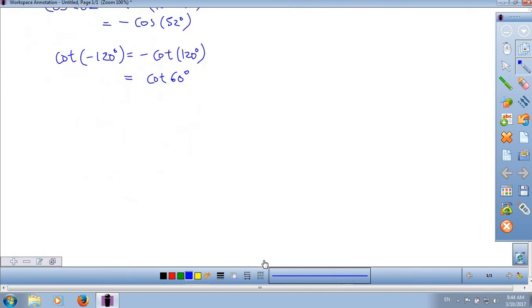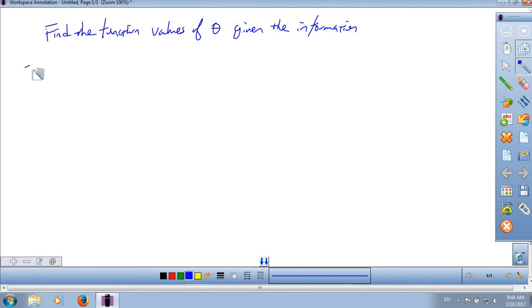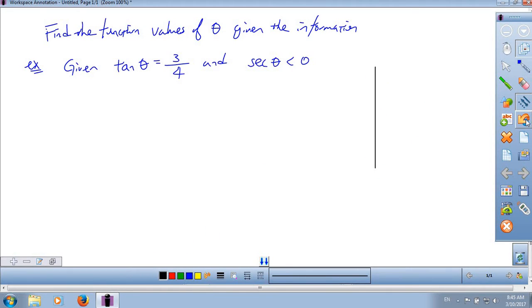Alright, let's try another type of problem. In this case, we want to find all the function values of theta given certain information. So let's say given tangent of theta is equal to 3 divided by 4, and secant of theta is less than 0. We have two pieces of information, so that's two hints. The first thing we want to do is determine the quadrant of angle theta, because that will help us determine everything, and we can make a sketch of it.